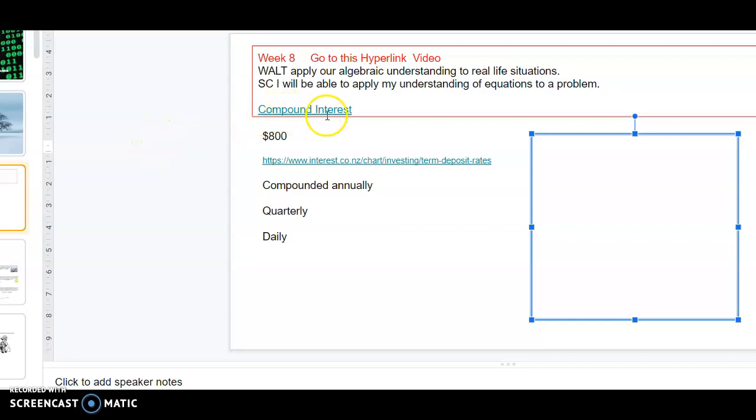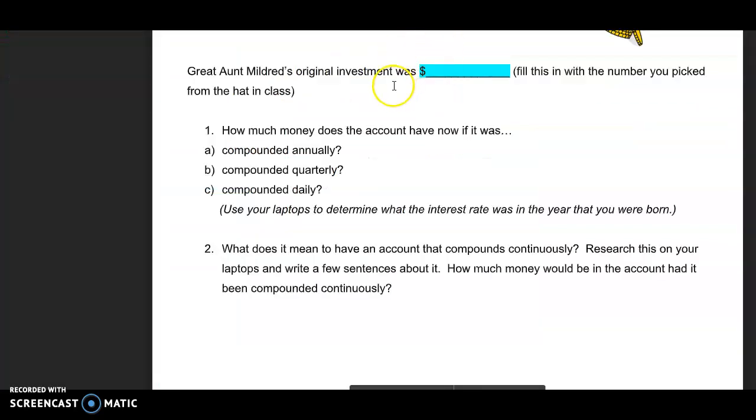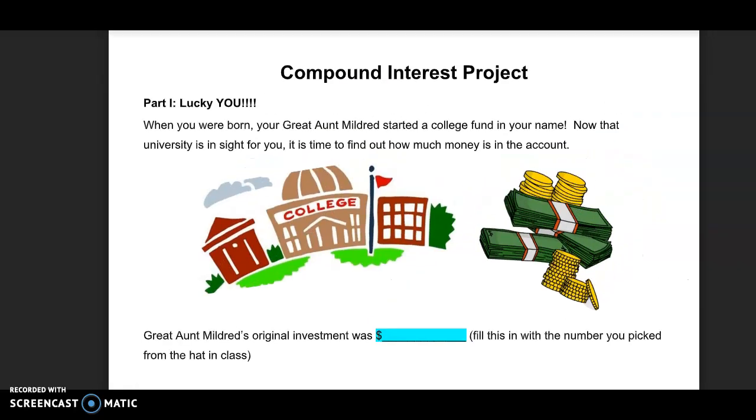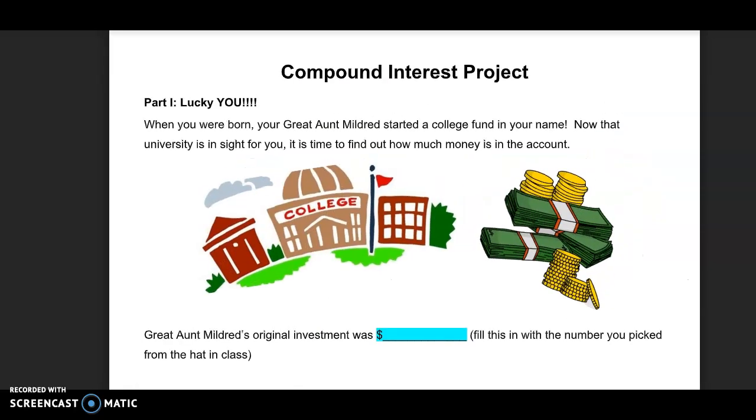Here's the hyperlink, compound interest. The sheet looks like this. Just drag this up a bit so you can see. Basically, lucky you, when you were born, your great aunt Mildred started a college fund in your name. Now that you're close to going to university, you have to use your imaginations a wee bit. It's time to find out how much your money's worth.